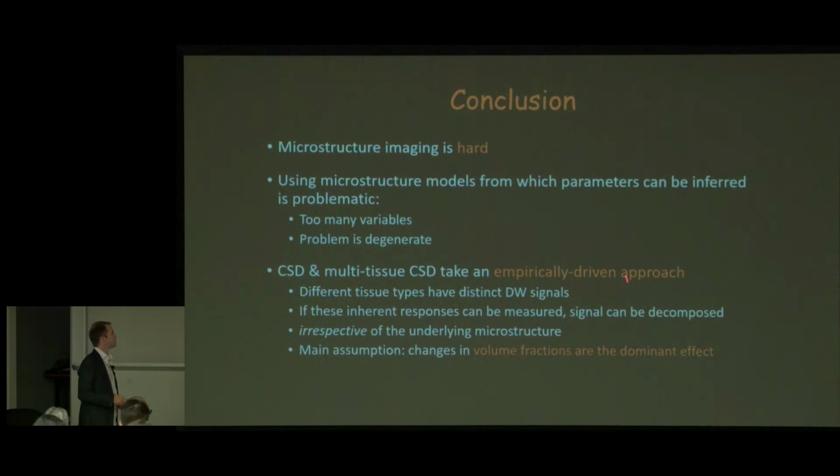So the approach we've taken is much more empirically driven. We just want to know, different tissue types have different signals. If we can measure these inherent responses, then we can do the decomposition, and that's irrespective of the underlying microstructure. All we want to know is, regardless of what the microstructure actually is for that particular compartment or tissue type, what's the signal that we'd get for that? That's the only consideration. And the main assumption here is that the dominant effect in the data is these differences in volume fractions between these different tissue types or different compartments, or whichever way you've chosen to decompose your data.